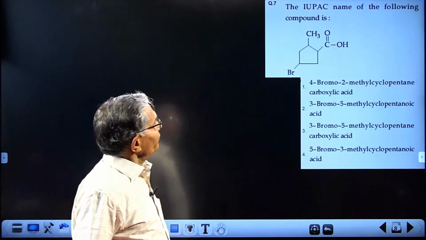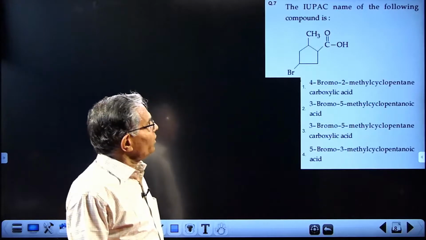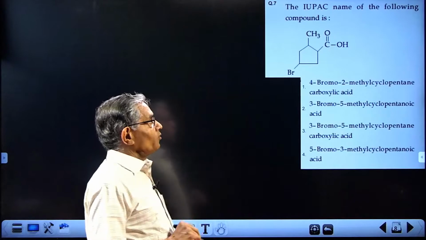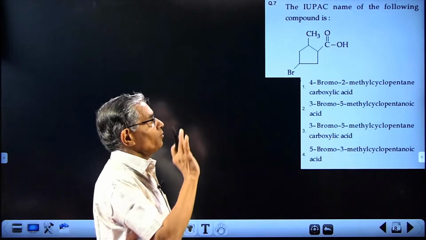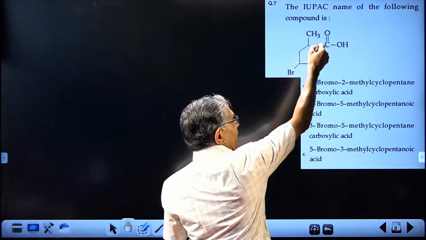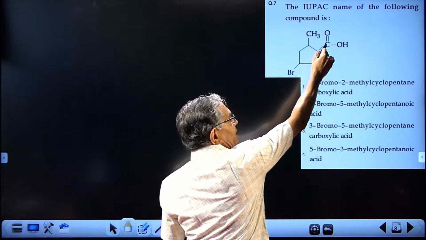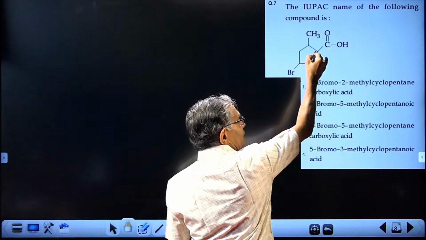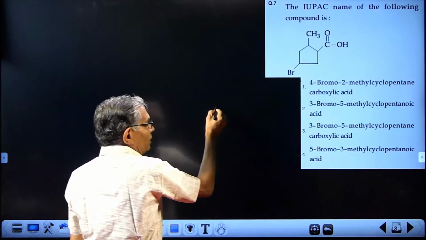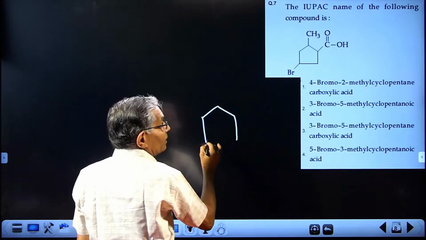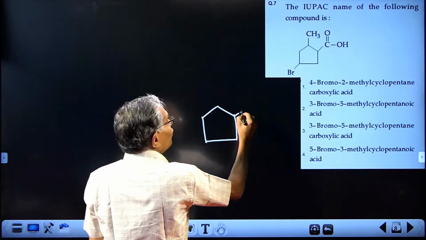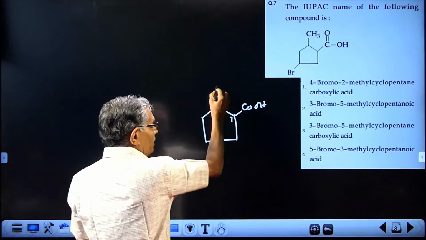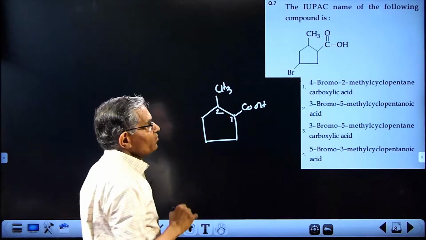Next question, number 7. The IUPAC name of the following compound is from first year. The rule for naming a cyclic compound: how will you choose the most important carbon atom? In the ring there is a COOH attached, which has the maximum priority as a functional group. So naturally the first carbon in this molecule should be the one to which COOH is attached. So this is number 1, followed by number 2, where you have a CH3 attachment.